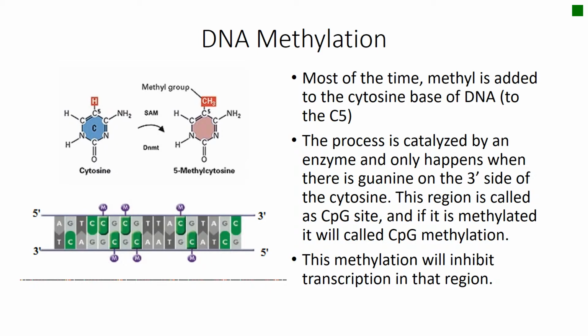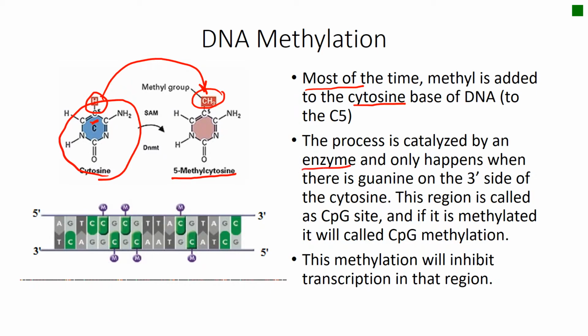So now we are talking about DNA methylation. Most of the time, methyl is added to cytosine base of DNA. So this is cytosine. There is carbon number 5 here that is attached to hydrogen. However, if it is methylated, it means that the hydrogen will be replaced by methyl. Now the molecule is called 5-methylcytosine. This process is catalyzed by enzyme and only happens when there is guanine on the 3' end of the cytosine.